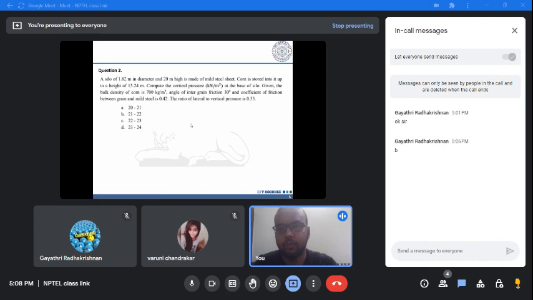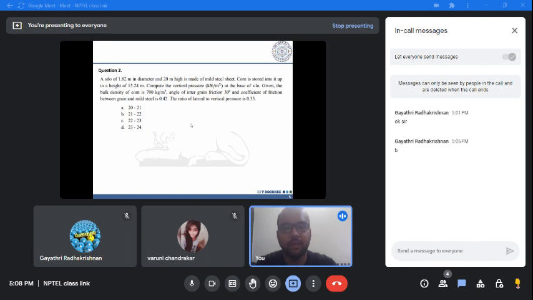Question number two: a silo of 1.82 meter in diameter and 20-meter high is made of mild steel sheet. Corn is stored into it up to a height of 15.24 meter. Compute the vertical pressure at the base of silo. Given the bulk density of corn is 700 kg per meter cube.